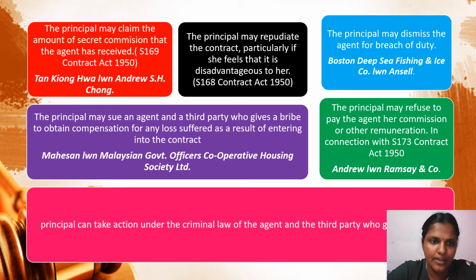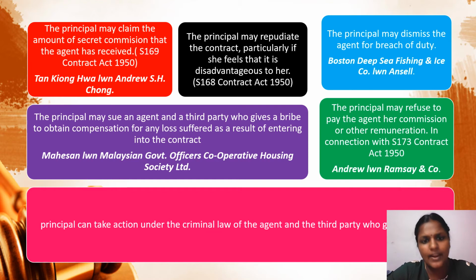The same case happened to Tan Kyong Hua in Andrew S.T. Chong. Second, the principal may repudiate the contract, particularly if she feels that it does not give any advantage to her, as written in Section 168 of the Contract Act 1950. Dalila can repudiate the contract with Devi when she feels that the contract did not give any advantage to her. Third, the principal may dismiss the agent for breach of duty. In this case, Dalila may dismiss Devi for breach of duty when she finds out that Devi received a secret commission from her friend Cho. An example is the case of Boston Deep Sea Fishing.